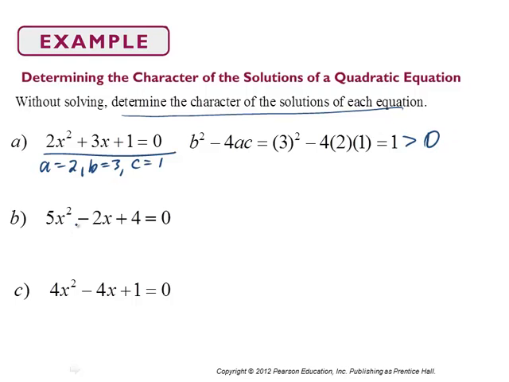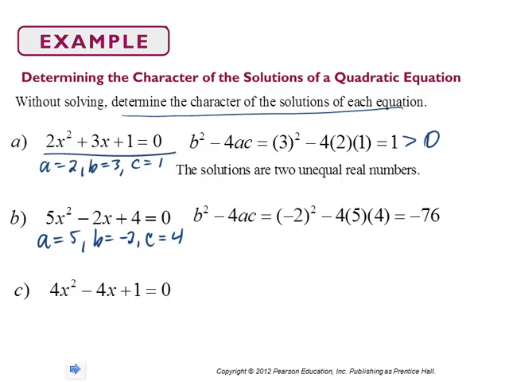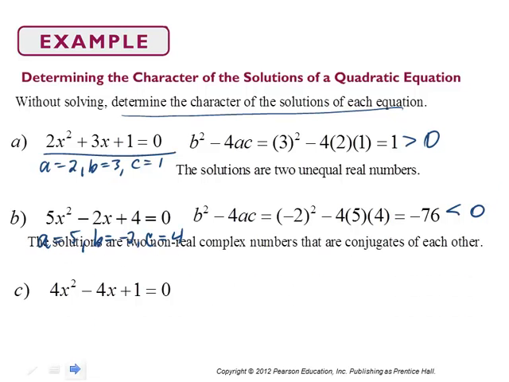Let's take a look at this next one. You have 5x squared minus 2x plus 4. a is equal to 5, b is equal to negative 2, c is equal to 4. And go ahead and calculate the discriminant. The discriminant works out to be a negative number. That means that you're going to have a conjugate pair of complex solutions, because you have a negative discriminant.